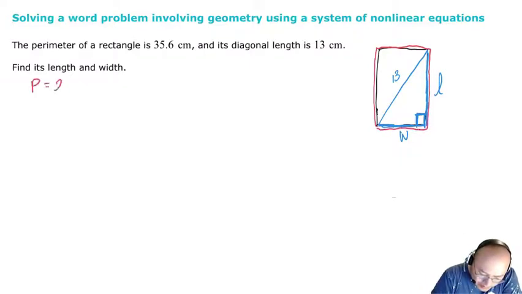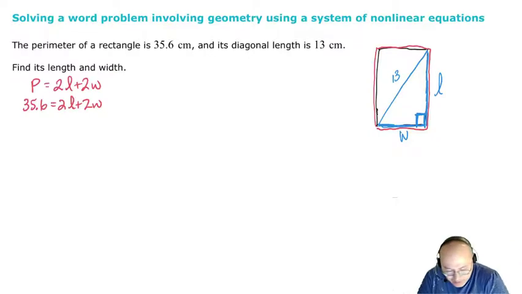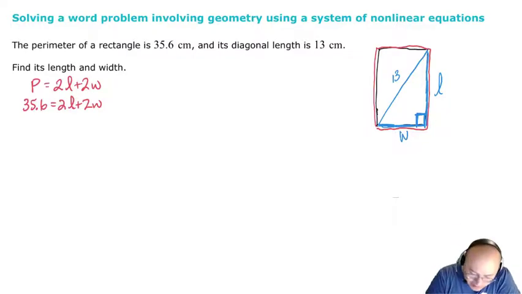P is equal to twice the length plus twice the width, and we know that the perimeter is 35 and 6/10. We also know a relationship using the Pythagorean theorem for right triangles. We know that the square of the legs added together, so L squared plus W squared, is equal to 13 squared.